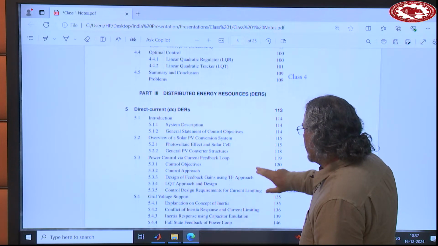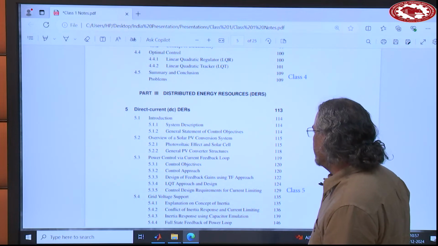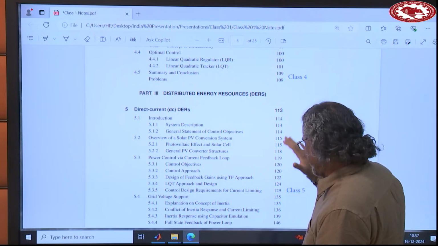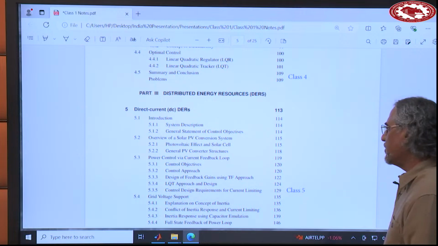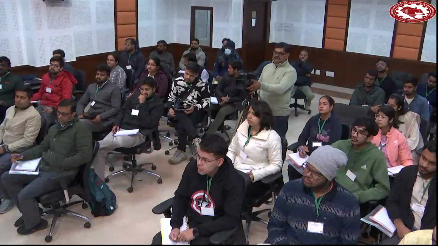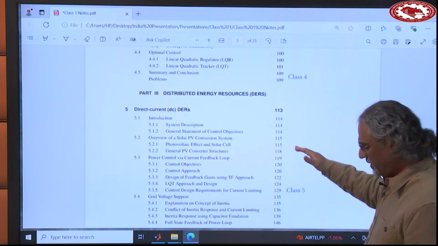Now, in this chapter, we really go into introducing what are the different distributed energy resources that we have. And the first chapter is a long chapter. It's basically talking about DC distributed energy resources. So we're going to have 3 classes on this chapter, basically, or maybe more, I guess 3. So you will see introducing the problem, solar photovoltaic converters, and the control problems and the approaches here.